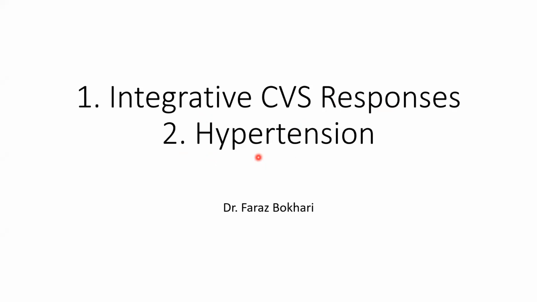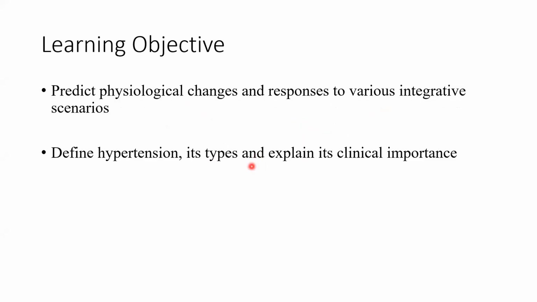So these are the two learning objectives. We'll be looking at various integrative scenarios, and it's important because the cardiovascular system is, in its essence, a two-system unit. So heart and circulation, they combine to give you a lot of mechanisms that regulate so many aspects of the human body. Blood pressure being one of the cornerstones of those mechanisms.